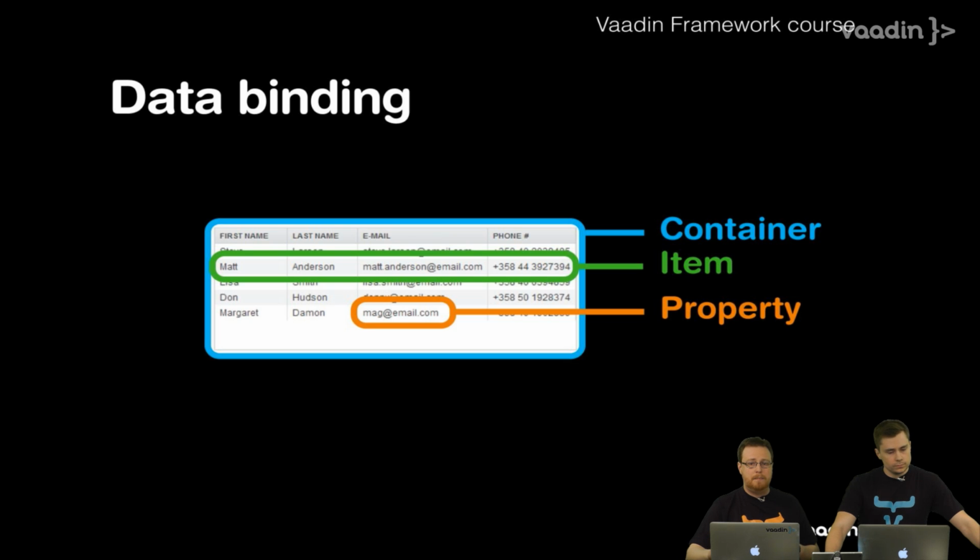Another example of the slides, data binding. Here is an example of how the Vaadin data model is actually built. So there's 3 levels of data binding. There's containers and items and properties, and this slide here visualizes how those are presented in a table, for instance.